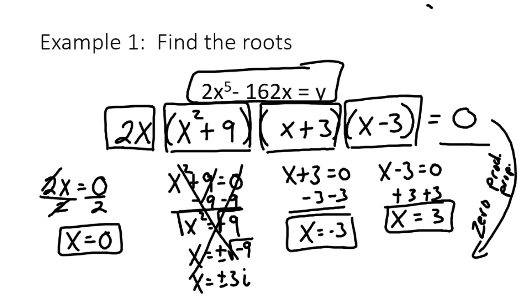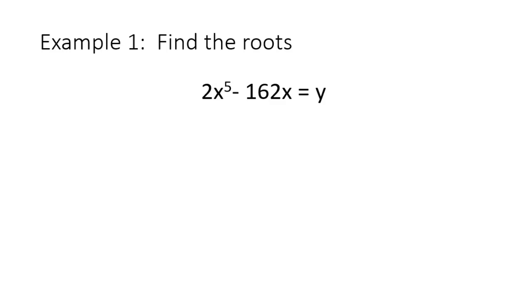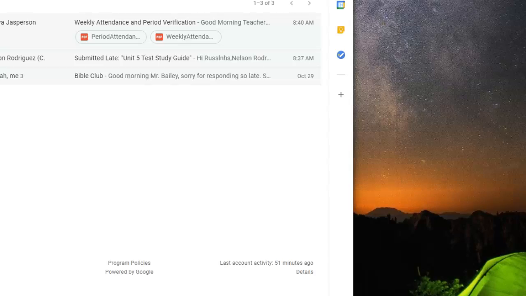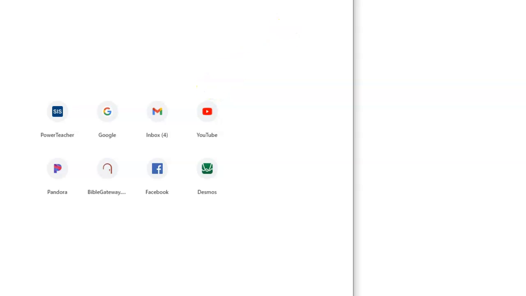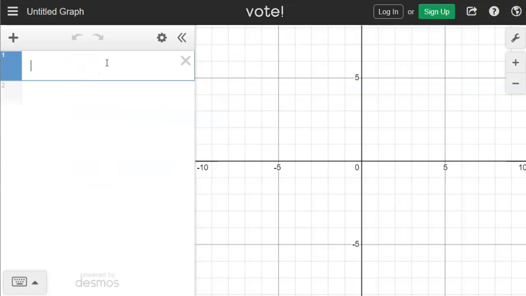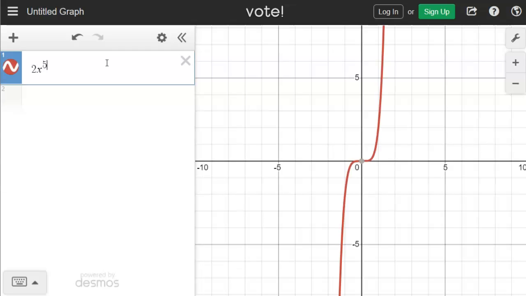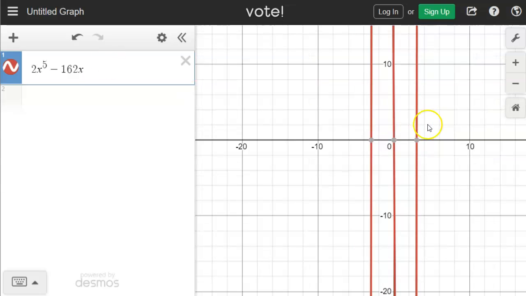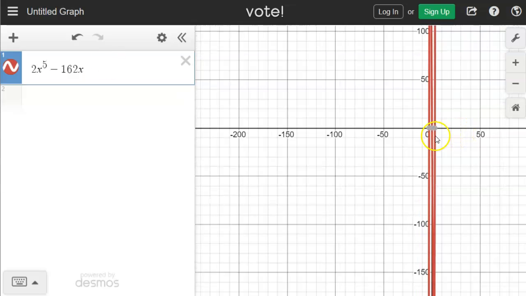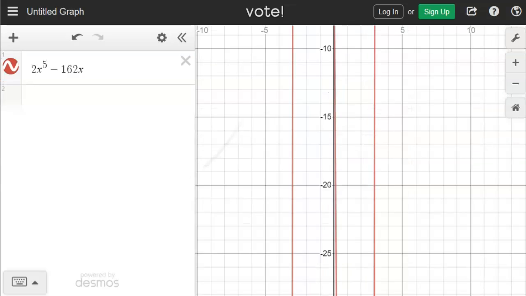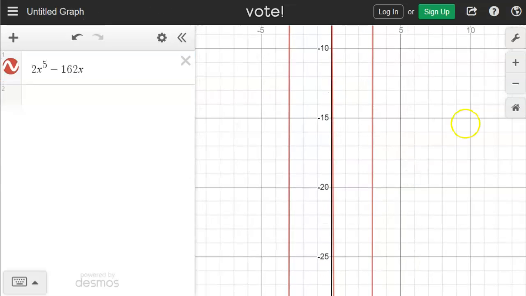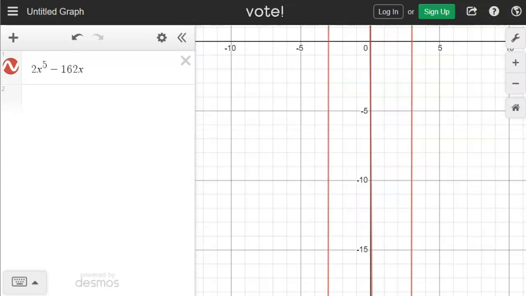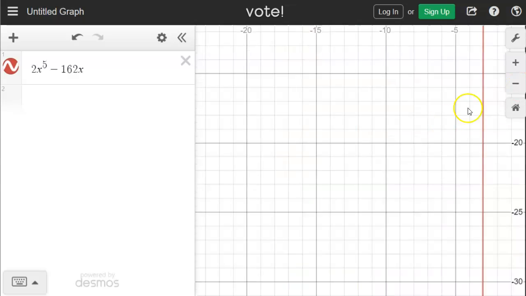Now I want to graph this just for the heck of it. This is not something that you guys have to do. But I just want to graph it and show you what we just accomplished. All right, so I'm going to type in my function here, 2x to the 5th power minus 162x. It's a really weird looking function here. Golly, doesn't even look normal. I wonder if there's a way I can reshape this thing. It's not going to let me reshape it.